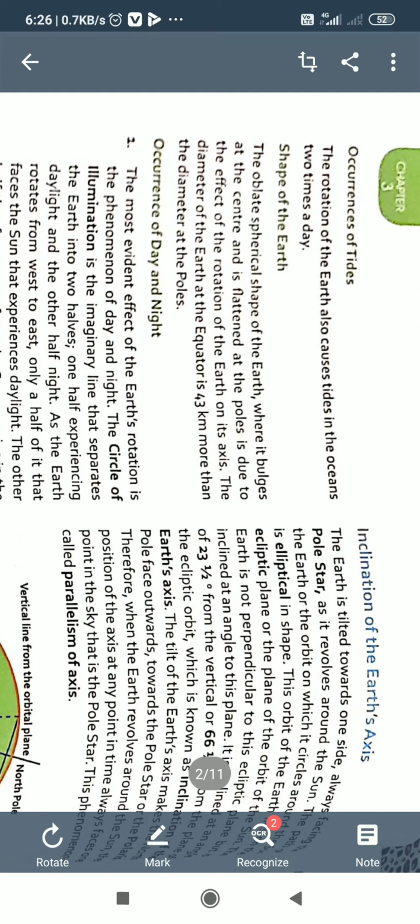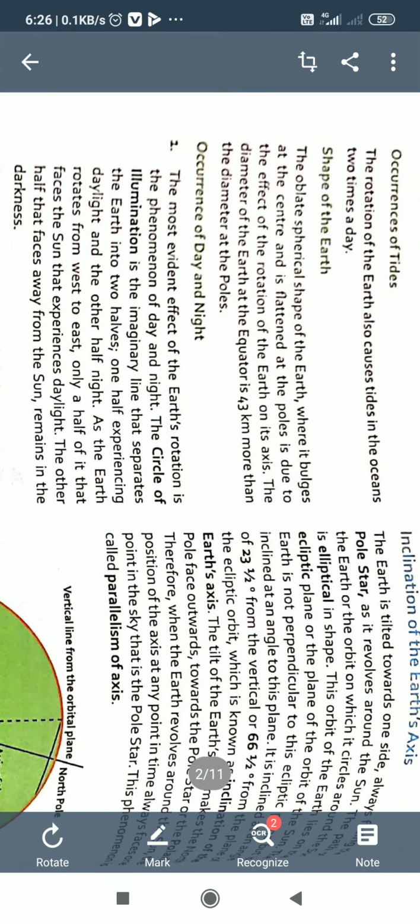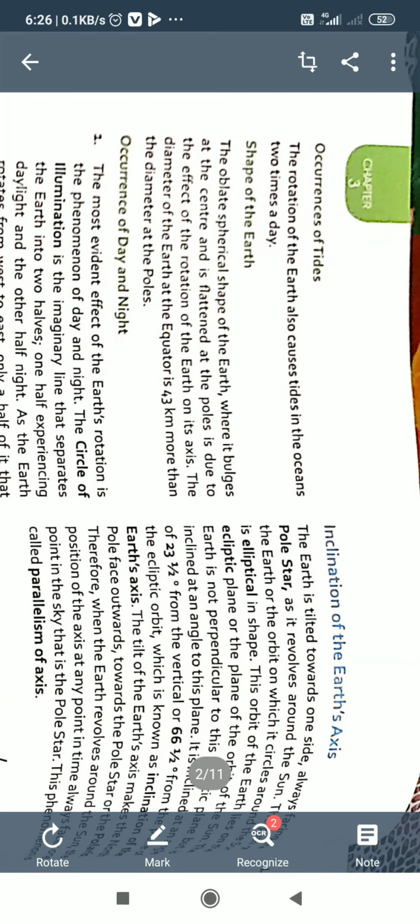Occurrence of day and night. The most evident effect of the earth's rotation is the phenomenon of day and night. The circle of illumination is the imaginary line that separates the earth into two halves, my dear student. One half experiences daylight, the other half night. Because the earth rotates from west to east, only the half that faces the sun experiences daylight, while the other half that faces away from the sun remains in darkness.